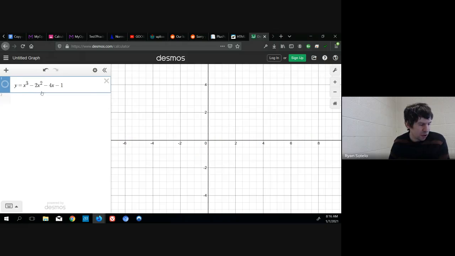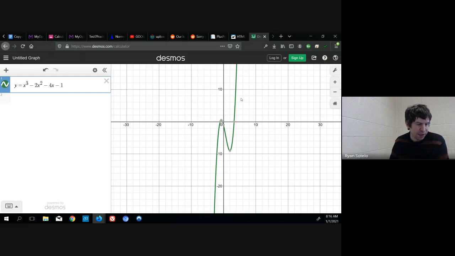Now, one thing I want to show you is, here's a much more complicated function. It has multiple x terms. And this function is a cubic, so it starts high on the right, and then it has this little kink in it, and then it goes down finally.